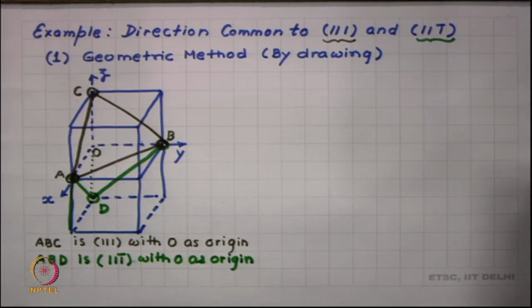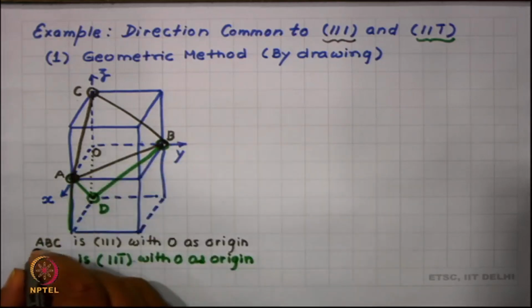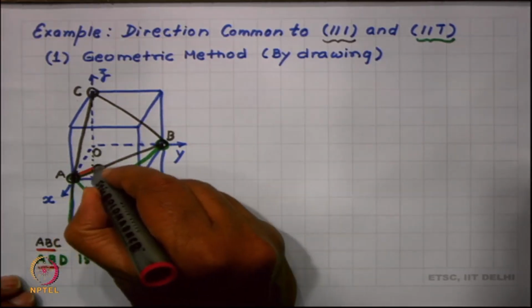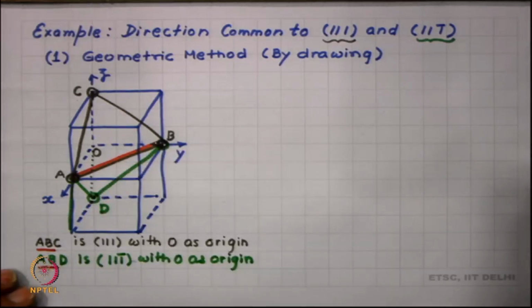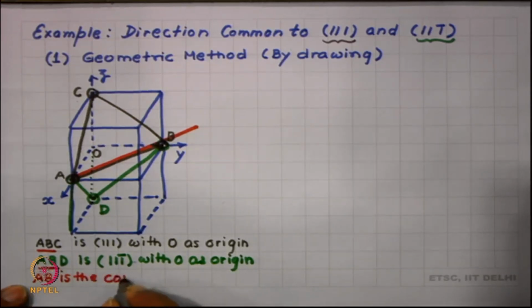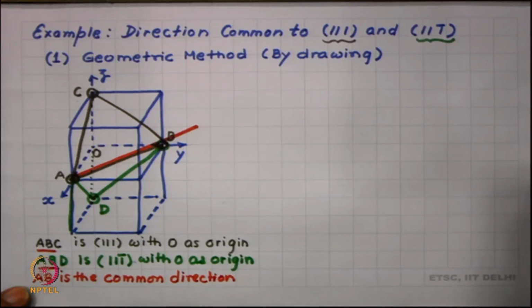Now, what is the common direction? Just by inspection, I am seeing that AB direction, AB is common to both the planes. So, the AB becomes my common direction. So, by observation I find that AB is the common direction.